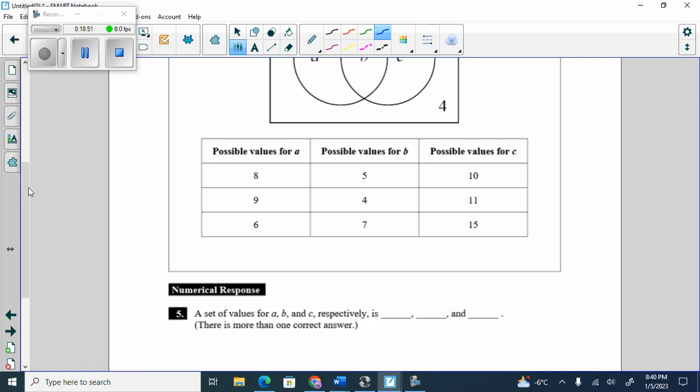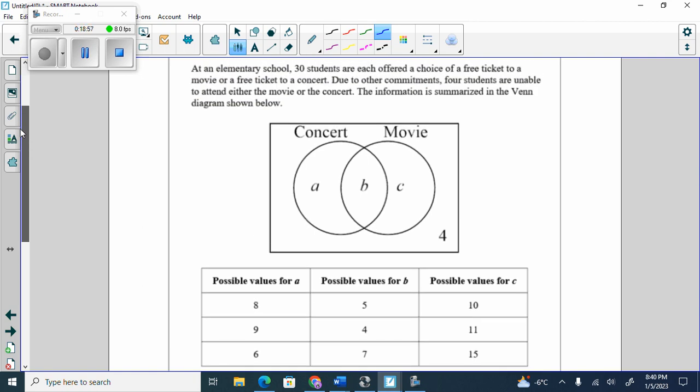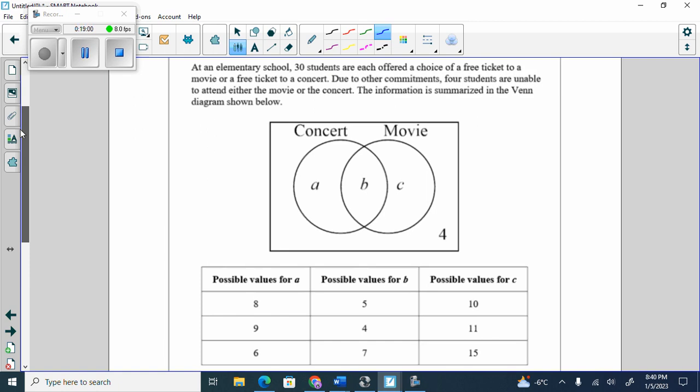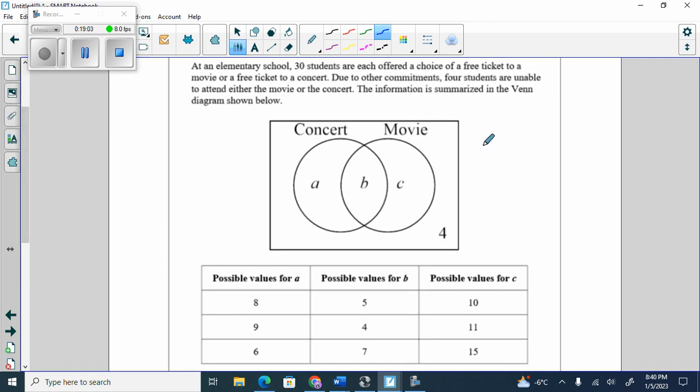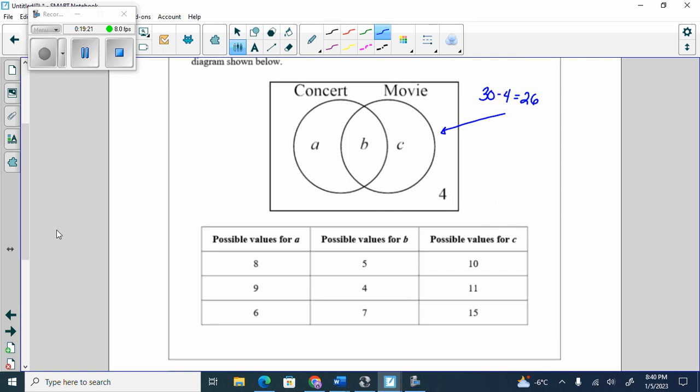So repeating up here that at an elementary school, 30 students are each offered the choice of a free ticket to a movie or a concert. So we could go first off 30 minus 4 and know that there's 26 students left to fill those circles, right? So we have to figure out which of the following can make 26. And remember that with filling in the B, you would actually have to subtract off of the A and the C. So one of the examples is 8, 7, and 11.